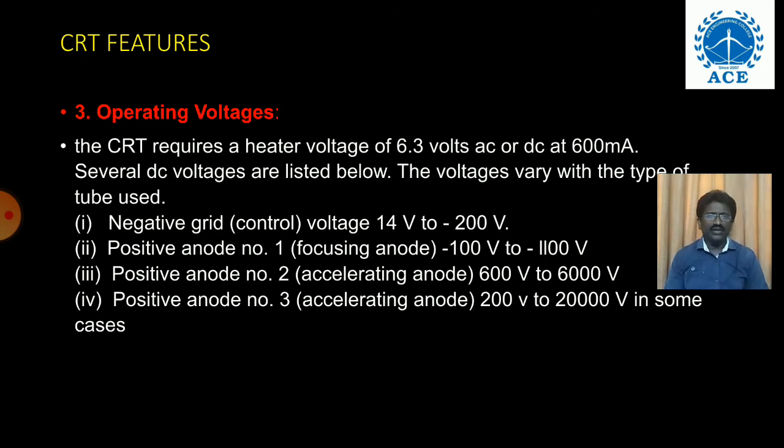Next one, positive anode number 2, accelerating anode, 600 volts to 6000 volts. Positive anode 3, accelerating anode, 200 volts to 20,000 volts in some cases. So these are the arrangements inside the CRT. Every CRT has vertical deflection plates and horizontal deflection plates. Now here you have to provide voltages to the deflection plates.